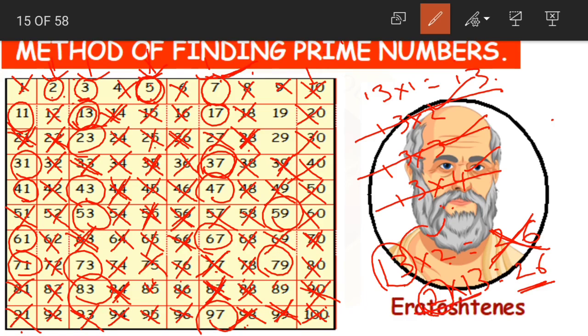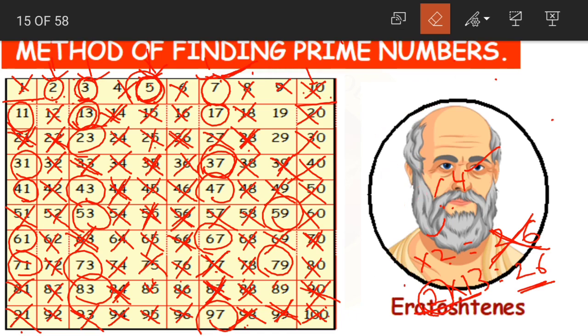Sorry, because we have already crossed out the multiples of numbers from 1 till 10. All the numbers are crossed out, so that is why we need not do any more crossing. The remaining encircled numbers are our prime numbers. Now from this table, what are the prime numbers, children?